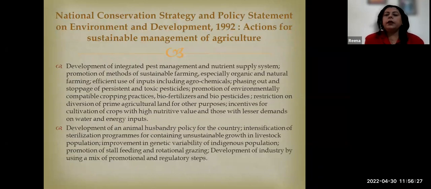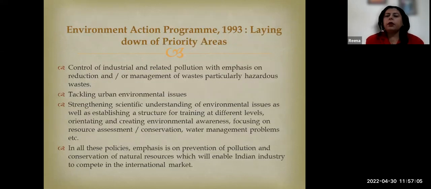Then you have to develop integrated pest management and nutrient supply systems. You have to promote methods of sustainable farming. So again, if you see each and every sector, be it agriculture, the water department, the irrigation department, the wildlife department, or the industrial promotion department, all are interrelated with environment management. That is the reason why we can implement environment policy at national level, at state level, and at local and regional level.